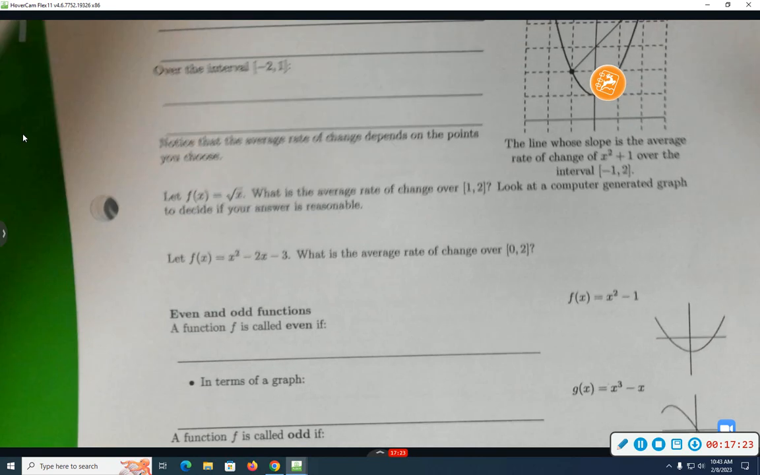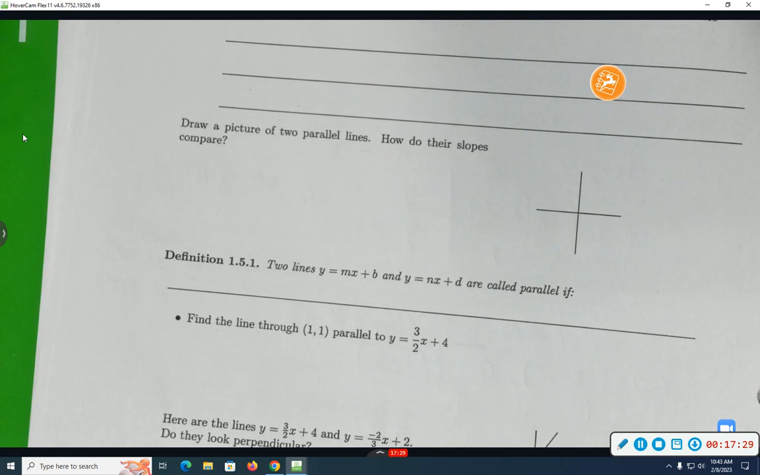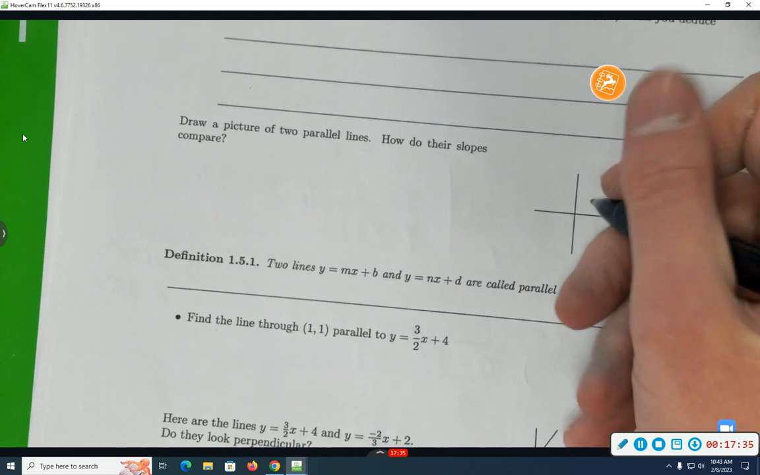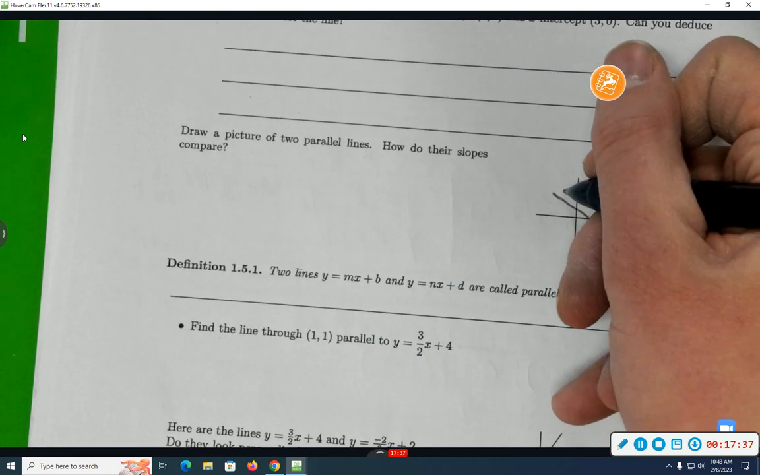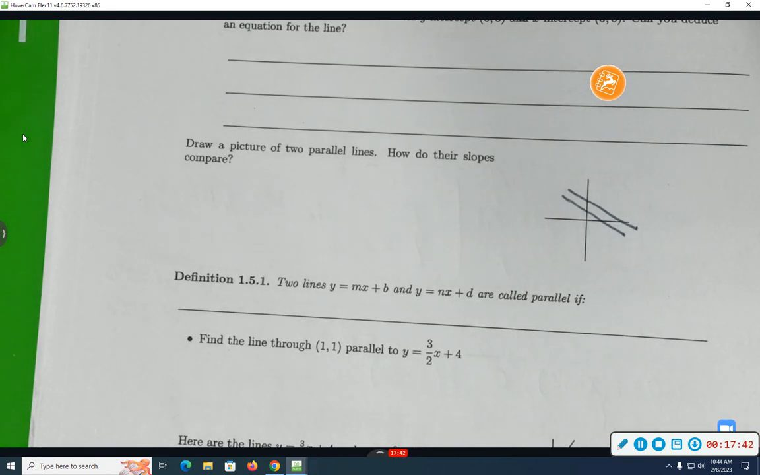So the last topic of the day, which I can do in this time, is the idea of parallel and perpendicular lines. Let's start with this. Here are two parallel lines, two lines in the plane that never cross. What can you tell me about a comparison between the slopes of those? Yeah. Same slope.